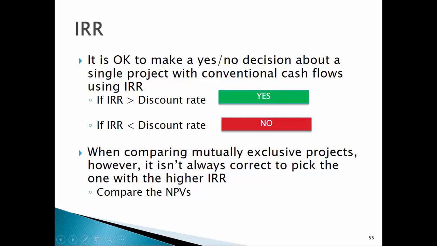Okay, so there's our IRR rule. And it does work fine if you're just trying to say, we've got a project and it has conventional cash flows, meaning we invest some and then we get a lot of positive cash flows in the future. And in this case, if the IRR is greater than your discount rate or the required rate of return, then do it. And if not, then don't, right? Now, when you're comparing mutually exclusive projects or when you have these non-conventional cash flows that change signs over the years, just base your decisions on the net present value.